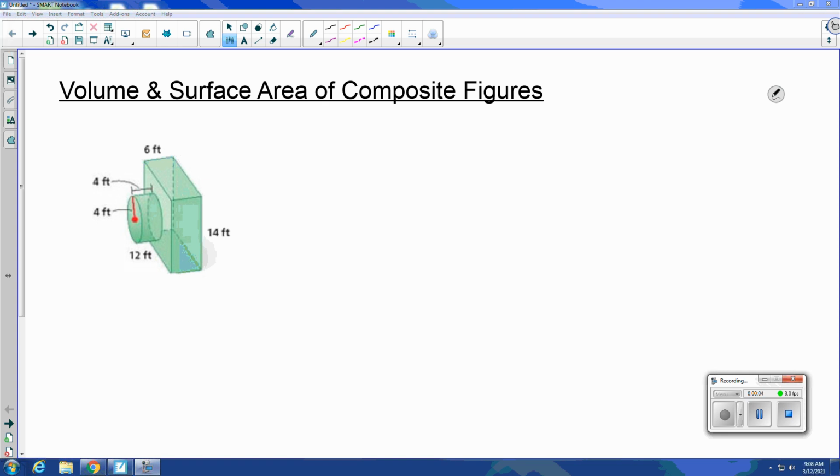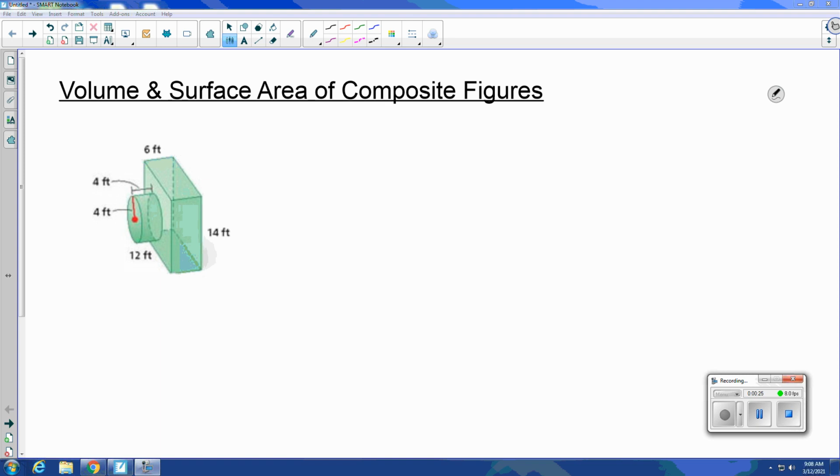Volume and surface area of composite figures. In this video, I will go through multiple composite figures that showcase different 3D figures. That way, we can utilize multiple volume and surface area formulas to get a feel for all of them. So I'm going to do both total volume and total surface area for each example.